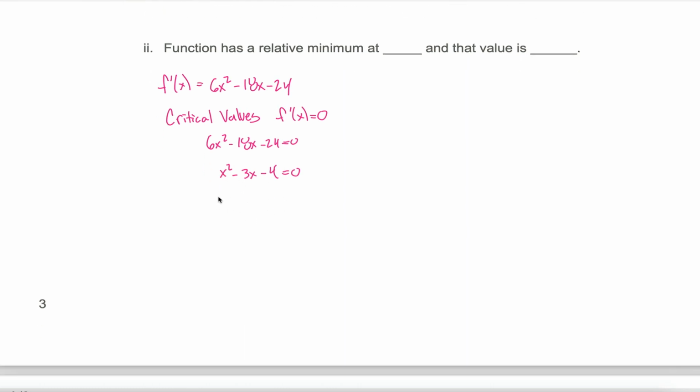This equation looks a lot easier to solve. I think I could solve it by factoring. Factoring the left-hand side of this equation gives me x minus 4 times x plus 1. I have a product of two things equaling 0. That means either x minus 4 equals 0 or x plus 1 equals 0. In other words, either x equals 4 or x equals negative 1. The first derivative equals 0 when x equals 4 or x equals negative 1. What that means is this function has critical values at 4 and negative 1.